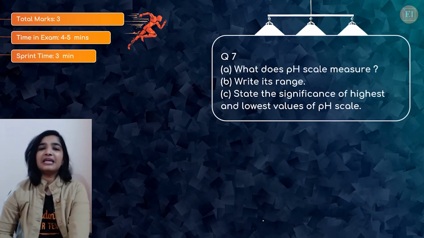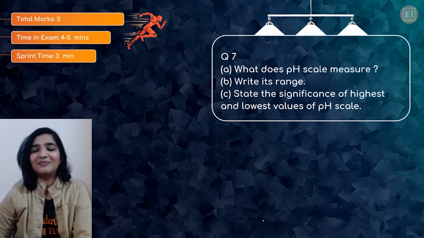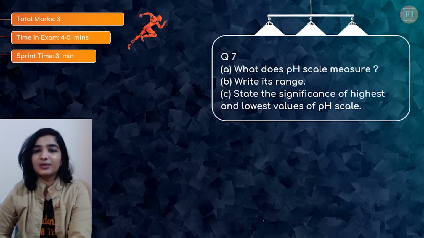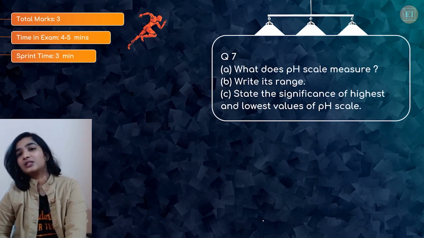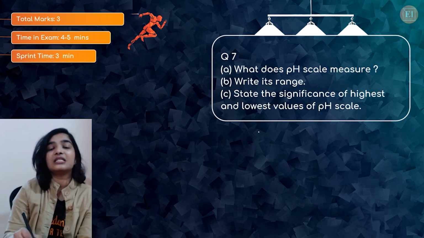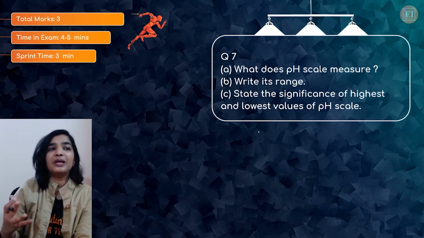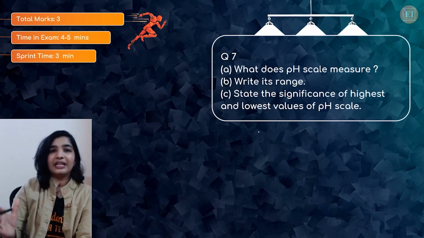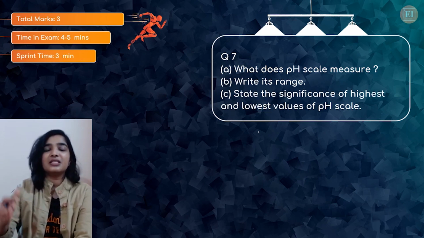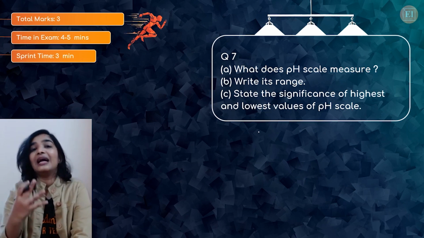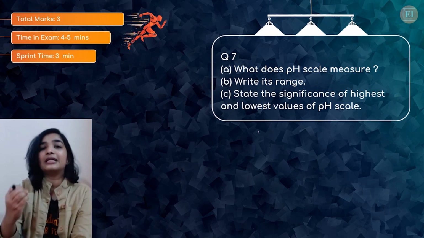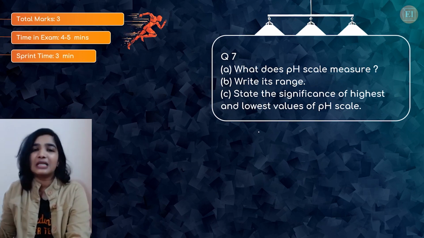Question number 7. What does the pH scale measure? Write its range. State the significance of the highest and lowest values of the pH scale. So what does the pH scale measure? It basically measures the concentration of H plus ions, right? It helps us to identify whether the given substance is acidic or basic and whether they are strong or weak. That is what it measures.